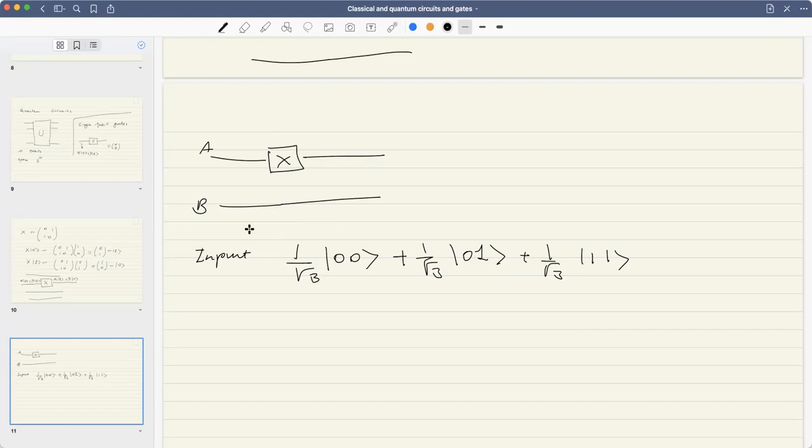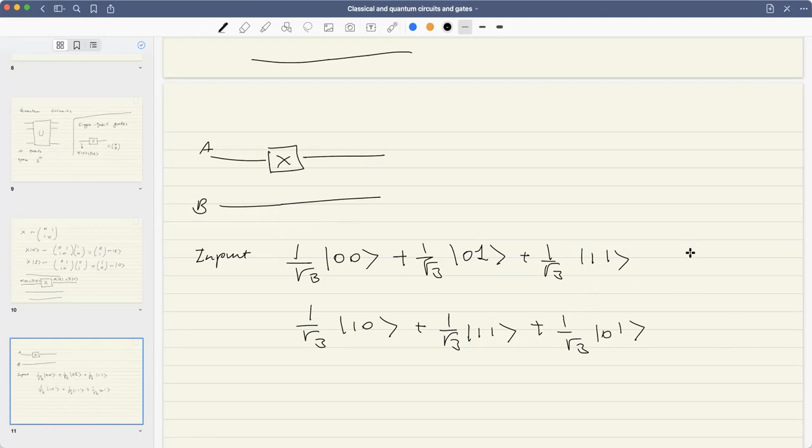Well, I'm going to look here and see what happens to this 0, 0. The 0 flips, so it goes to 1 over square root 3, 1, 0, plus 1 over square root 3. Now this 0 flips. The state for B, nothing happens, so that becomes 1, 1. And this becomes 0, 1.